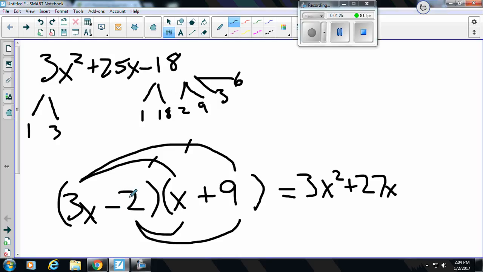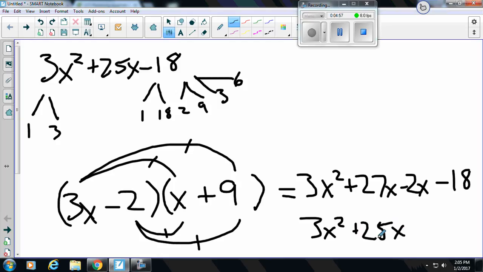So if we multiply this out, 3x squared plus 27x, and then the inner, negative 2 times x, is minus 2x, and then the last, negative 2 times plus 9, is minus 18. So we do end up with 3x squared plus 25x minus 18. These are the two factors, 3x minus 2 and x plus 9.